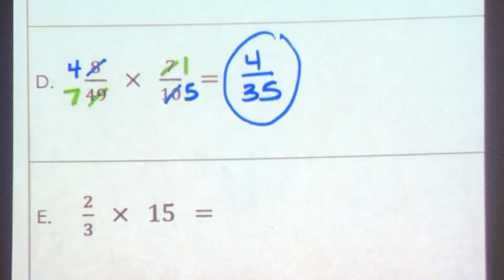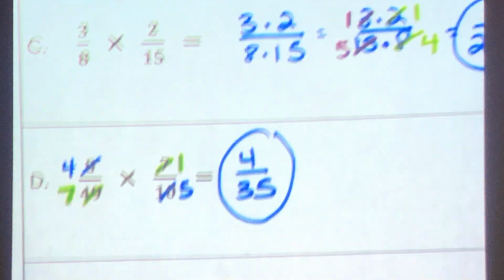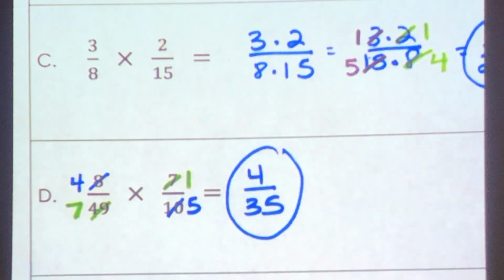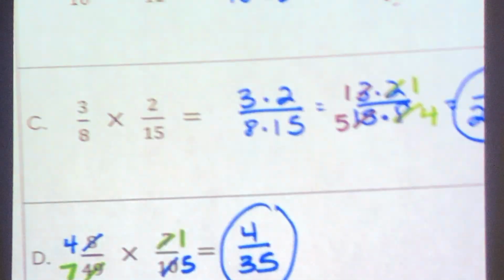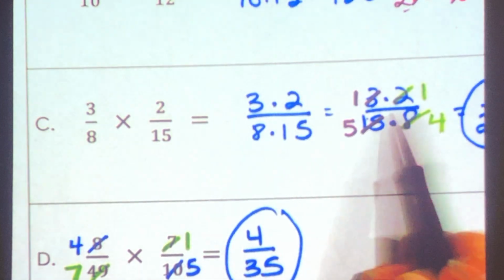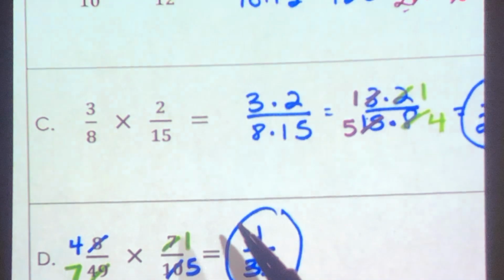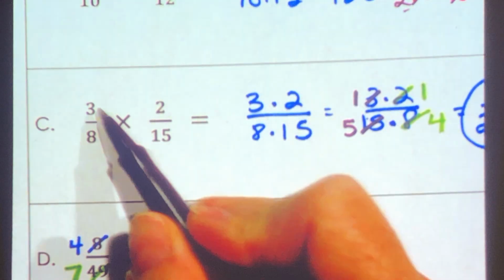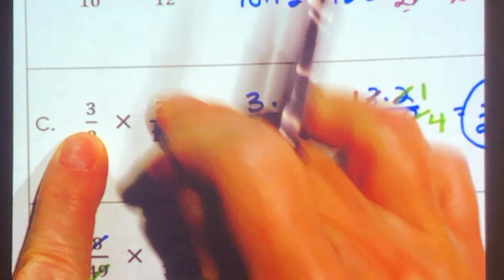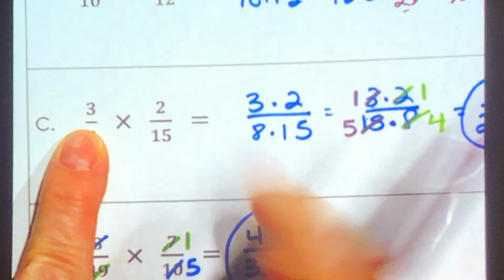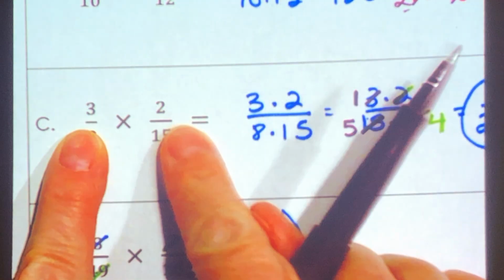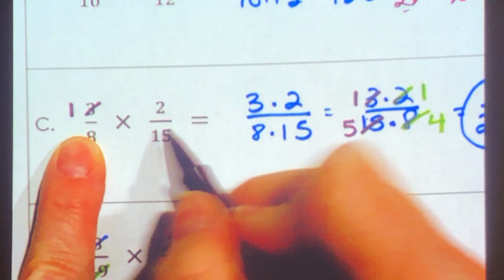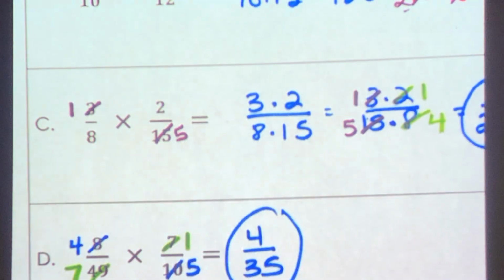So this cross simplifying process, it would have worked for the other ones too. I'm going to show you. I'll kind of bump this up and we'll just take a quick trip to the problems that we just did. So for letter C, I rewrote these. But originally, what I could have said, okay, well, 3 is diagonal from 15. So I can cross simplify those. So I'm looking at the 3 and the 15 because they are diagonal from one another. 3 goes into 3 once. 3 goes into 15 5 times.